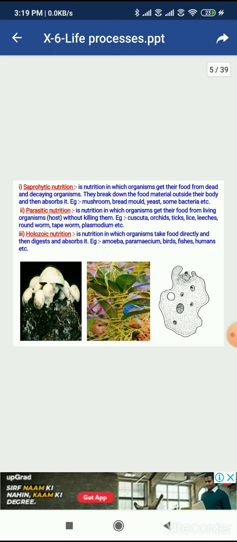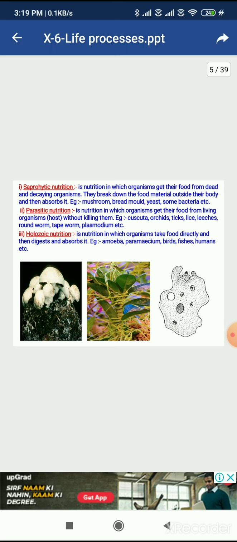Second one is parasitic nutrition. It is the nutrition in which organisms get their food from living organisms without killing them, and the organism from which they take food is known as host, and the organisms which take food from other living organisms are known as parasites. For example, Cuscuta, that is amarbel, orchids, ticks, lice, leeches, and even mosquito is also a parasite on human beings.